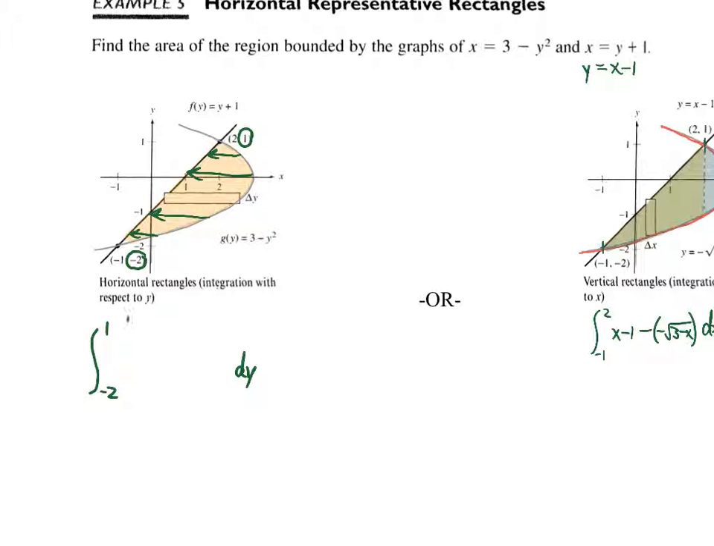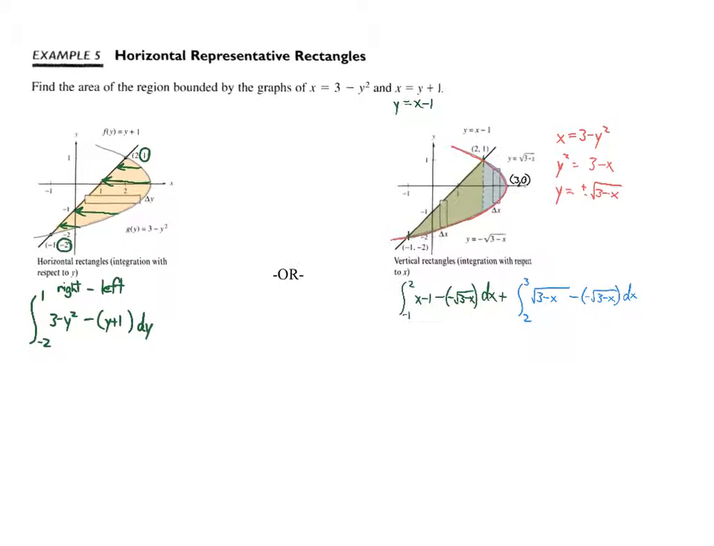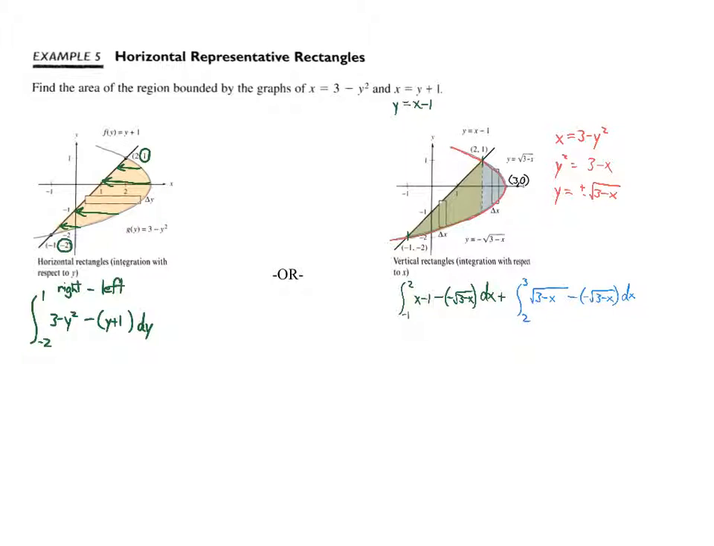And then I do the right function, which is the curve. I keep saying function, relation. 3 minus y squared, minus the left one, the one that's closer to the y-axis. So that's the line there, y plus 1. And you can see here, not only can I do it in just one integral, but also I'm not having to mess around with square roots and u substitution and all that stuff.